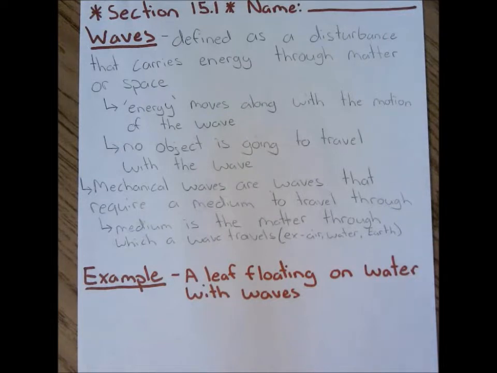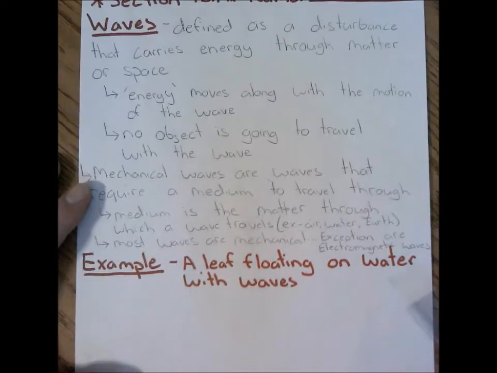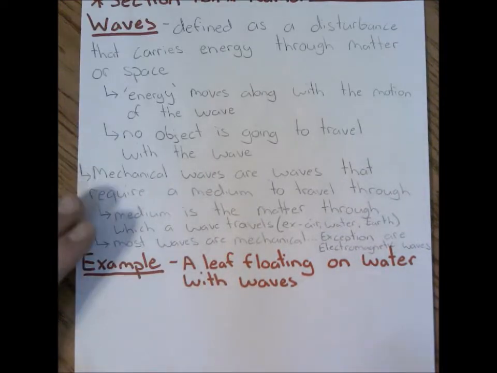However, one major exception is going to be an electromagnetic wave. They do not require a medium to travel through. Again, there is that exception. I know I had to squeeze this in here, but most of the time when we talk about waves, they're going to be mechanical waves. The big exception here is electromagnetic waves, and we'll talk more in depth about electromagnetic waves later on in this chapter.